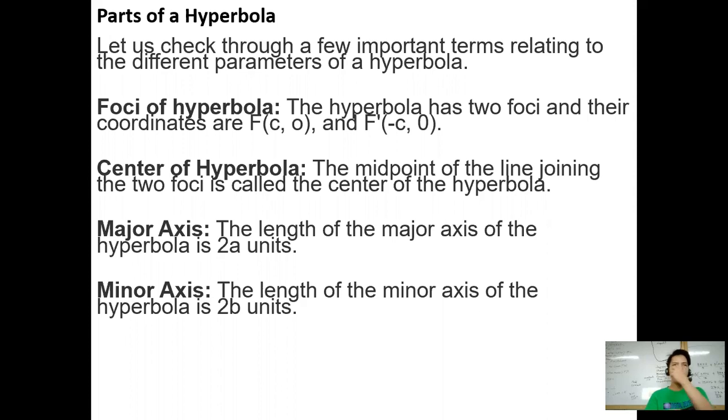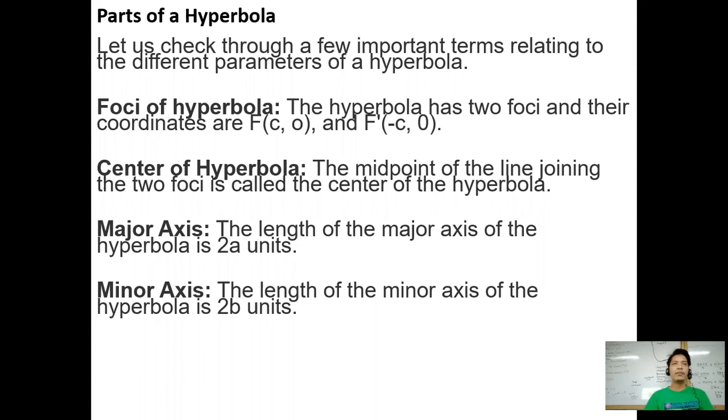Okay, so sino naman yung tinatawag nating major axis? The length of the major axis of the hyperbola is 2a units. So ngayon, kung sino yung positive number dun sa ating equation, yun po yung magiging value ng a. Pero dito, yung a ay pwede nang maging mas mataas kay letter b o kaya naman mas mababa kay letter b dun sa ating makikitang equations. So ang tawag po dun is the major axis.